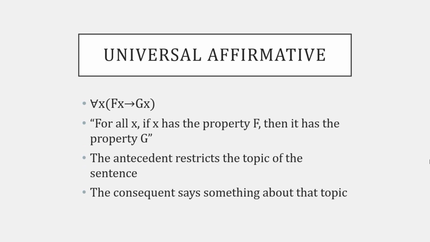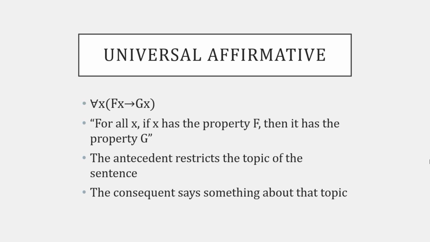So, the universal affirmative. The most typical way of symbolizing this is: for all x, if Fx, then Gx, or whatever variable or letter you're using. For all x, if x has the property F, then it has the property G. So we saw this last time, right? This is the one that we did a little bit of last time. Is it clear why this is the universal affirmative?